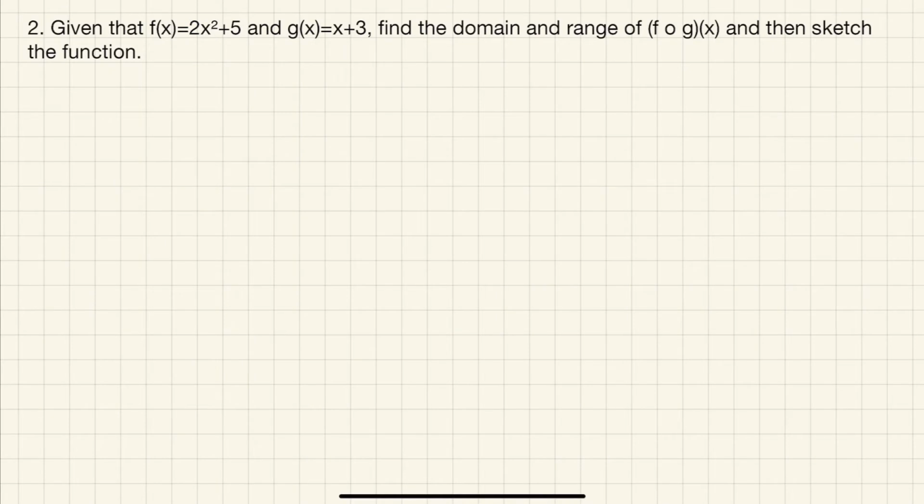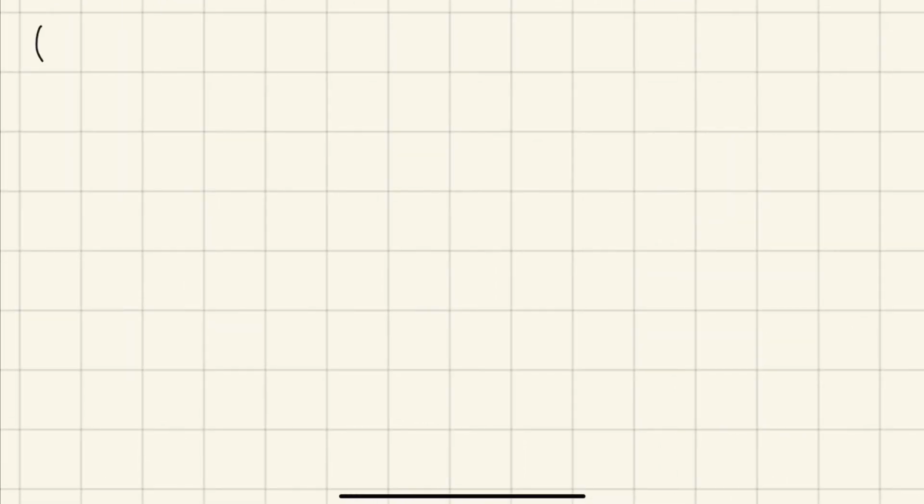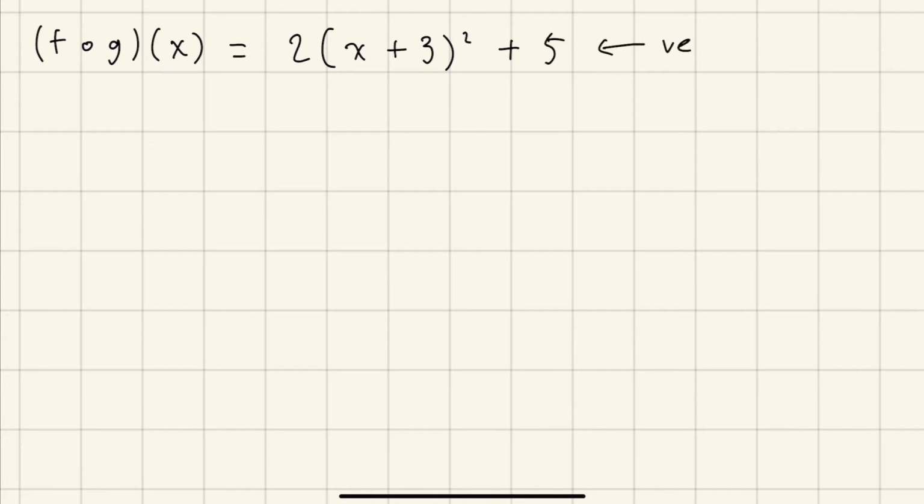Question 2 gives us two functions, f of x and g of x. The question asks for the domain and range as well as a sketch of the function f of g of x. Firstly, when writing out the function f of g of x, we can identify that the function is already in vertex form. Hence, we can instantly find the vertex, which is located at point negative 3, 5.